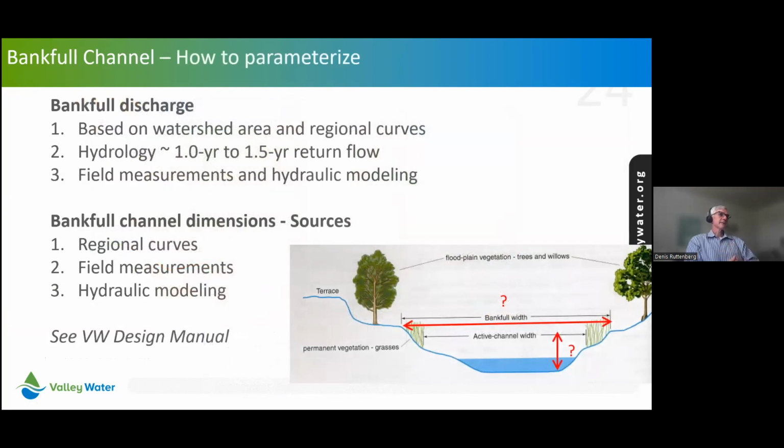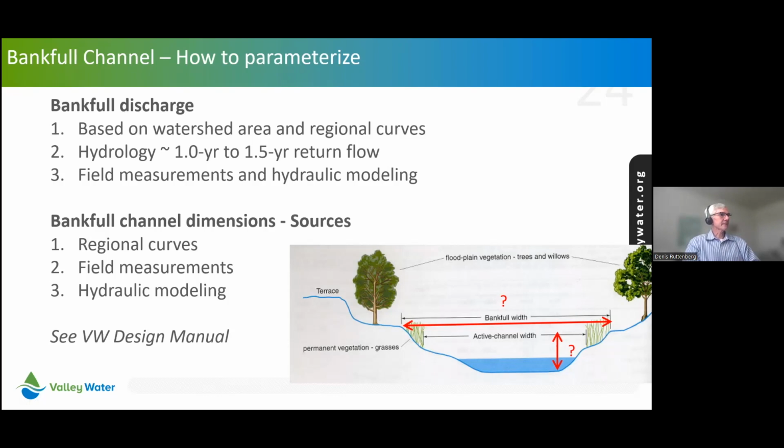Right, so bankfull discharge and dimensions. Again, bankfull discharge is somewhat equivalent to a 1 to 1.5 year return flow. If you're in an urban setting, it's probably closer to 1 year because you have a lot of impervious surface. In a natural setting, it's more like a 1.5 year. You can do field measurements to measure that. And there's also regional curves. So I'll show you a regional curve for that.